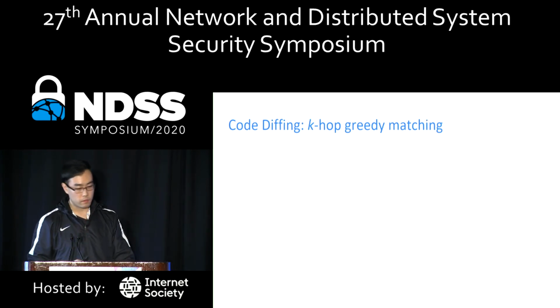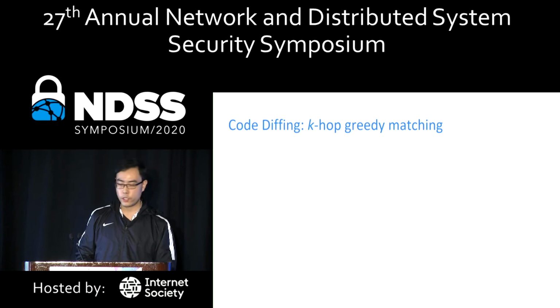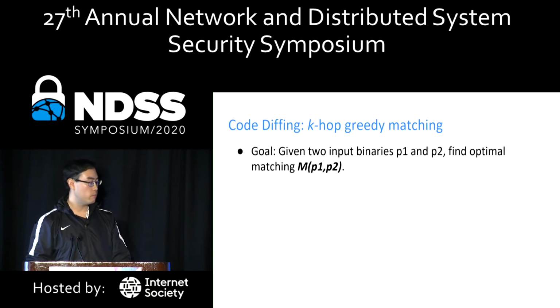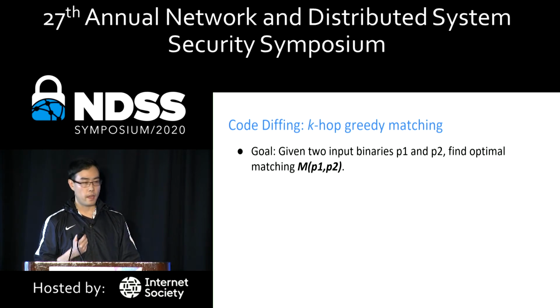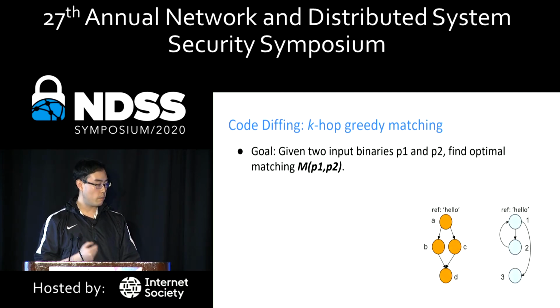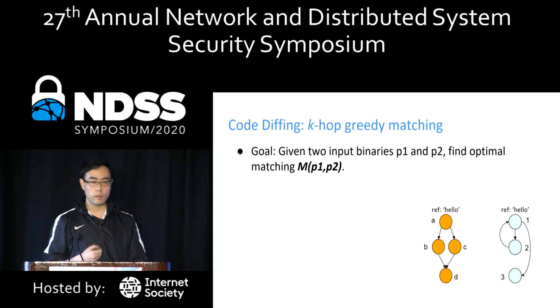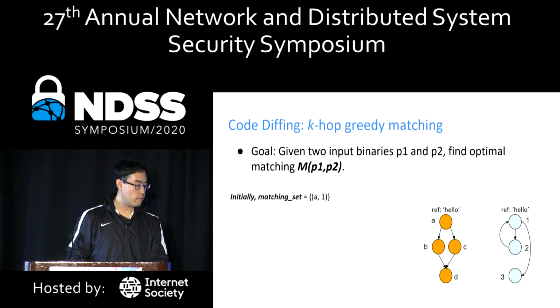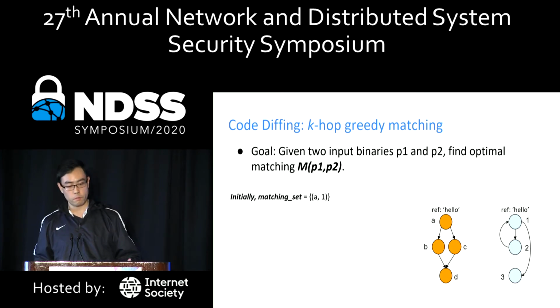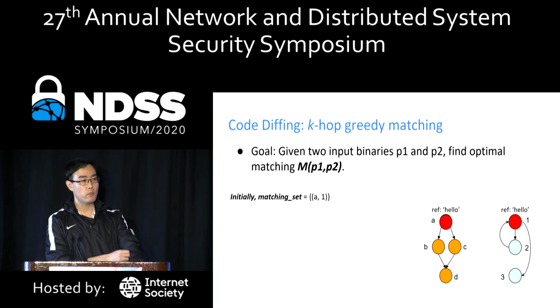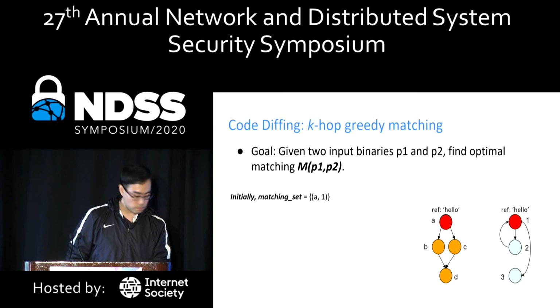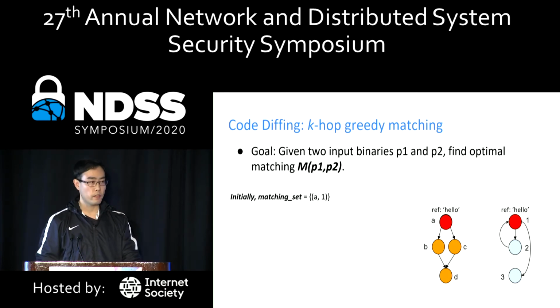Then we're trying to solve the subproblem 2, which is the big M, the matching. Our goal is, given two input binaries, to find the optimal matching big M. So consider this. We have two input binaries. And first of all, we have an initial matching set, which is A and 1. Why? Because they refer to the same unique strings, or they call the same unique external function calls. We consider them as definitely a match, so we put them into an initial matching set.